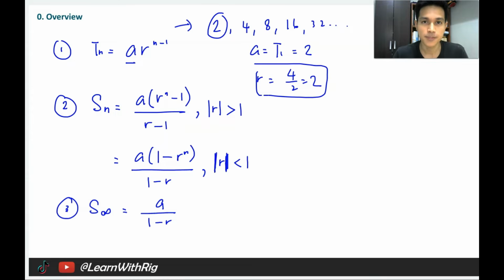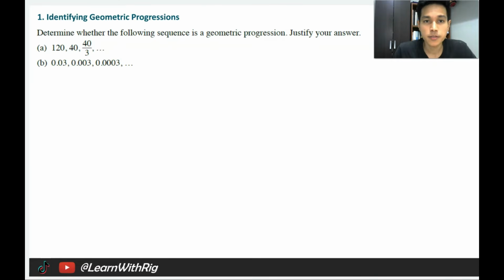Okay, determine whether the following sequence is a geometric progression. Justify your answer. So they want you to prove that it is a geometric progression. Like I said, in order for you to prove it, you need to prove that it has a common ratio. For arithmetic, you need to prove that they have a common difference, but for geometric, you have to prove that they have a common ratio.